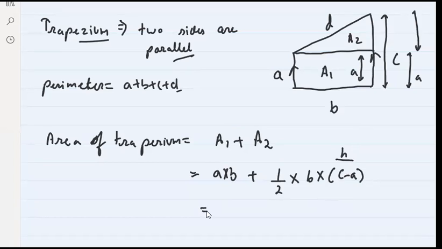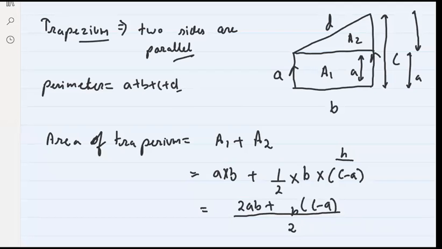So, okay, very good. 6 is not there, Ragini, it is B, B for ball. Okay, so what will we get after taking the LCM? Tell me. What we will get after LCM? 2, and this will be 2 into AB plus this is B into C minus A.